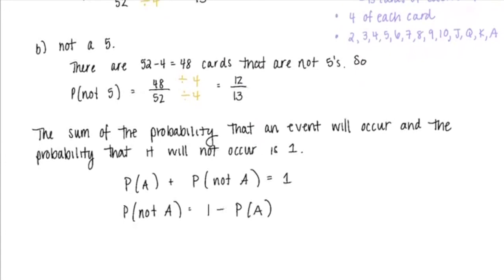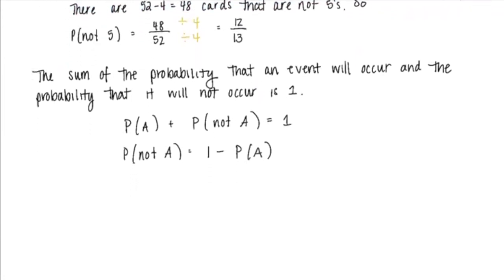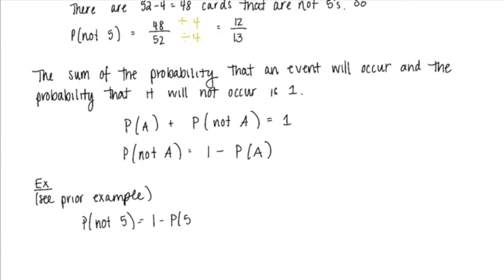And really, you can see that from the prior example. Instead of sitting here and counting how many cards are successful for not getting a 5, we could just use this formula. From the prior example, if we want the probability of not getting a 5, it's equal to 1 minus the probability of drawing a 5. So that's 1 minus 1 over 13. 1 is 13 over 13, minus 1 over 13. So you have a 12 in 13 chance of not getting a 5.